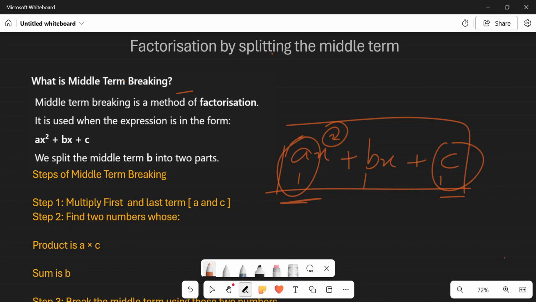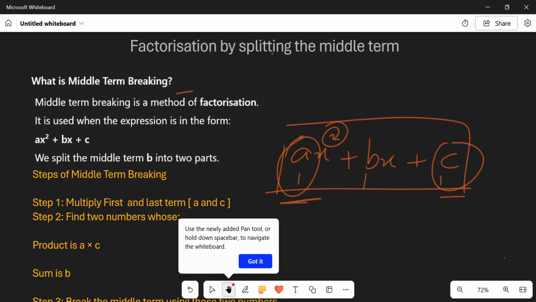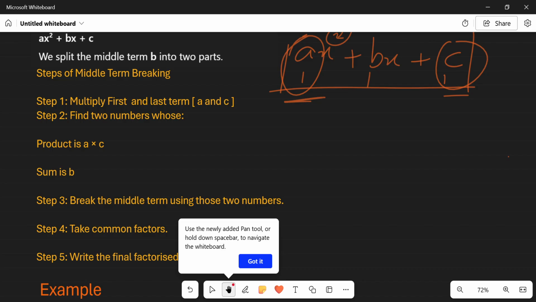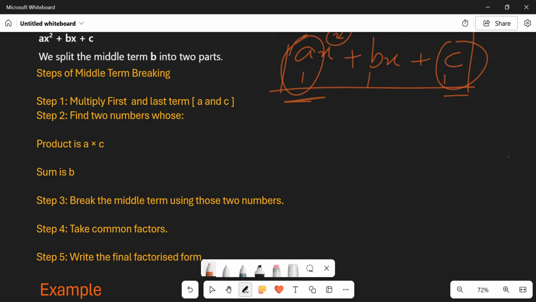So I was telling about the method. The first step is to multiply the first and the last term, a and c. Then you need to find two numbers whose product is the product of first and last, or when you add them, you will get the sum b. Sum b means whatever is given in the question, right?